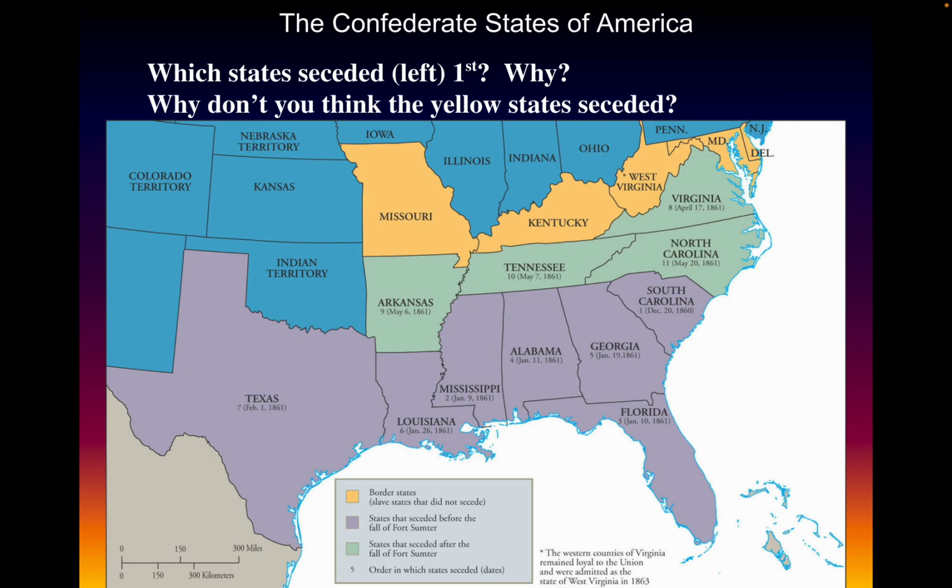When you look at this slide, these new states that were formed in purple and in green, the purple and green states all became what is now called the Confederate States of America.